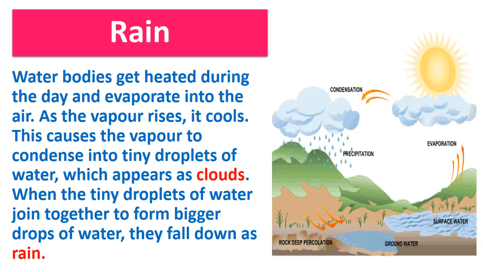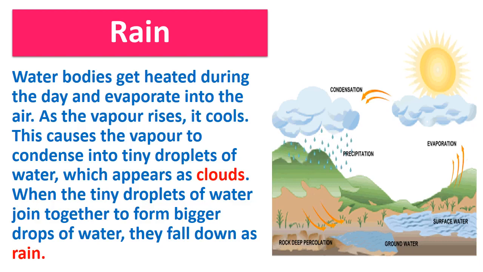Now, what is rain? When water bodies such as lakes, ponds and rivers get heated during the day, evaporation takes place. The water evaporates and forms water vapors. These vapors rise up and cool. As they cool down, the vapor condenses into tiny droplets of water which appear as clouds.